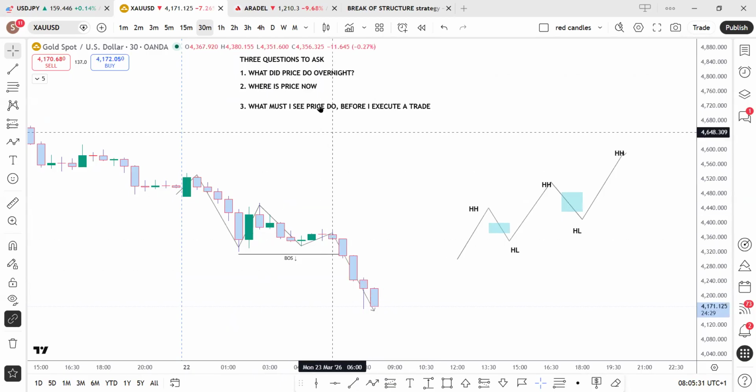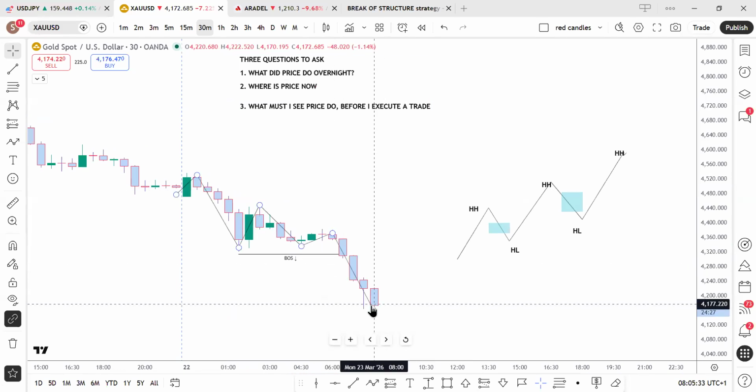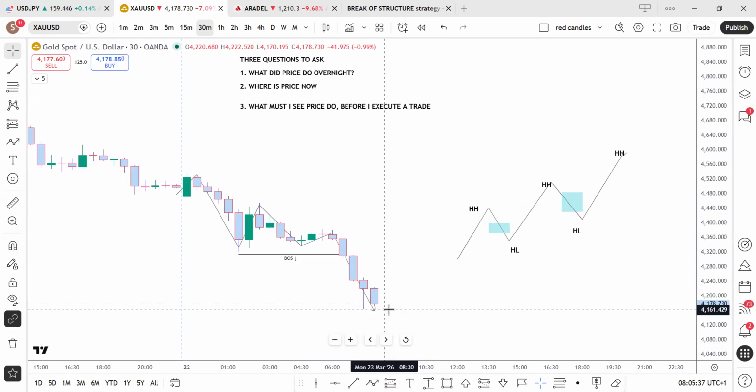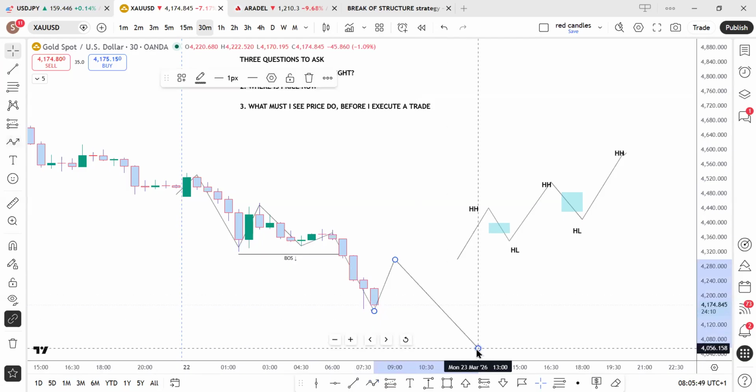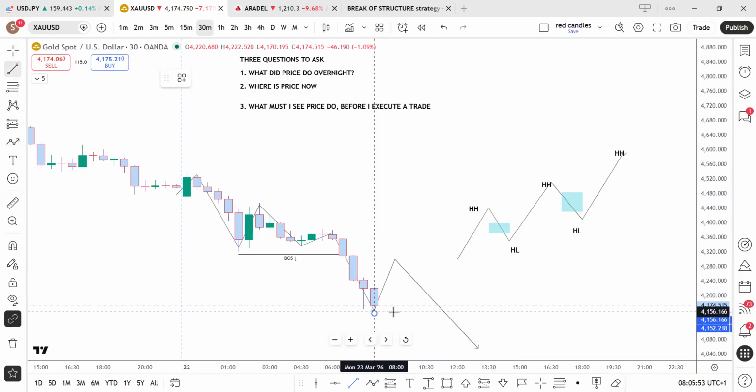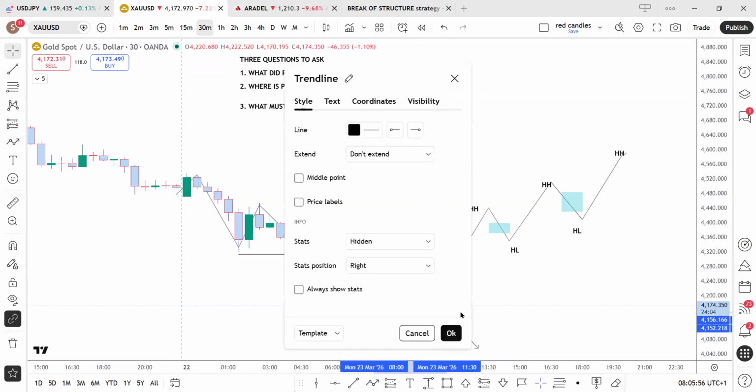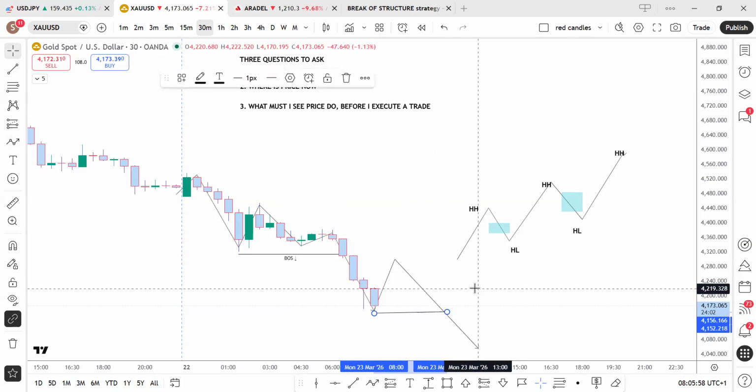Now, next question, where is price now? Price is right at these lows here. So because it's at the lows, what do you expect next? You expect some pullback. You expect it to pull back, okay, to a higher low, to a lower high, and then eventually expect it to go back down to break these structures down here. So this is what we expect price to do.